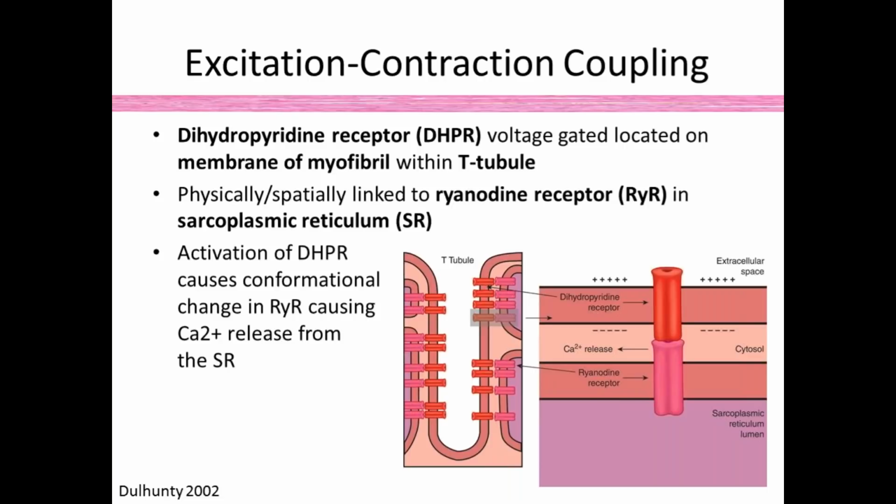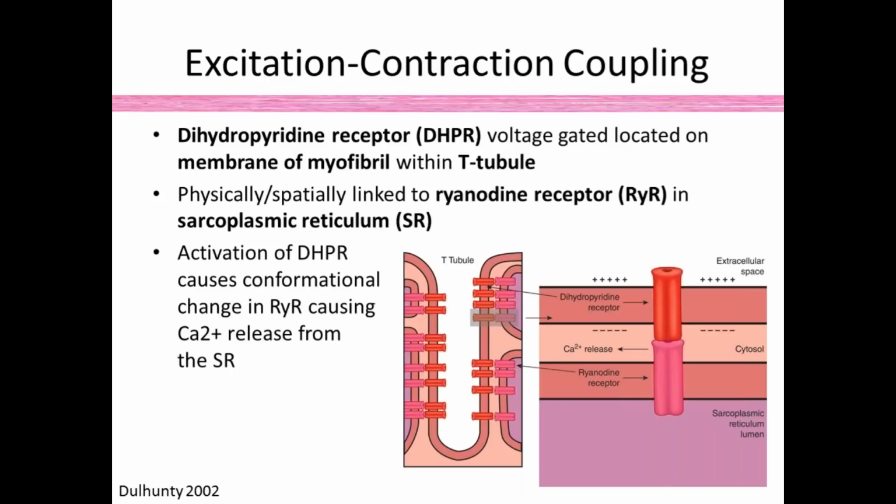Once it's activated, it's actually physically complexed with the ryanodine receptor, so that when the DHPR changes its conformation because it's been zapped by an action potential, it causes a pulling action on the ryanodine receptor, and that physically causes it to open up and allow for the calcium to efflux from the sarcoplasmic reticulum and flood the myofibril. So DHPR is voltage gated, hence we're waiting for that depolarization to come from the T-tubules, and it is physically linked with the ryanodine receptor.